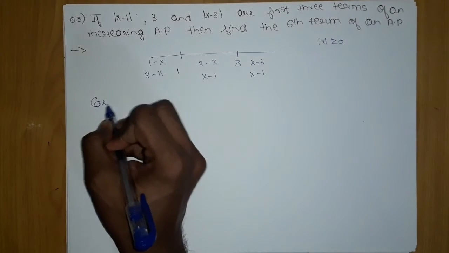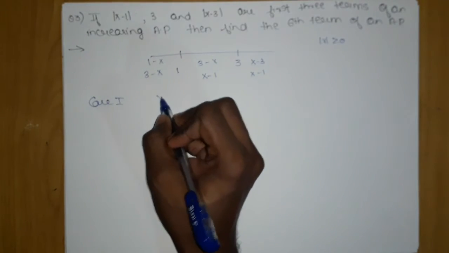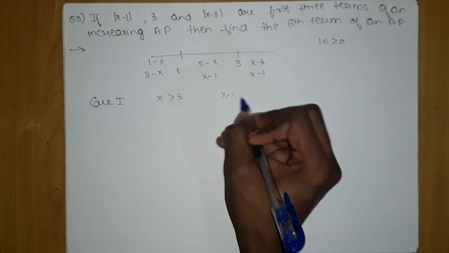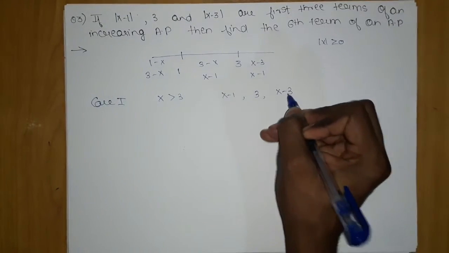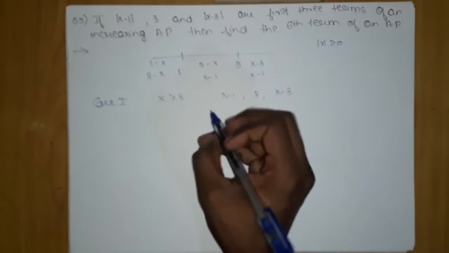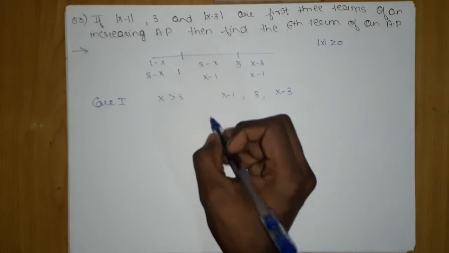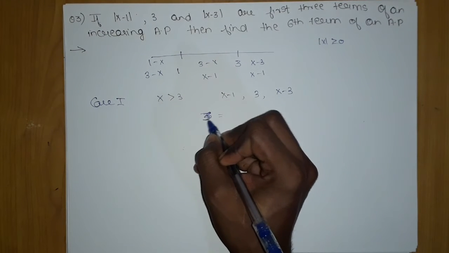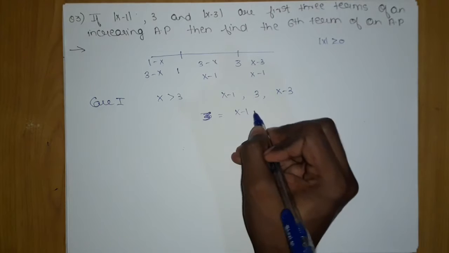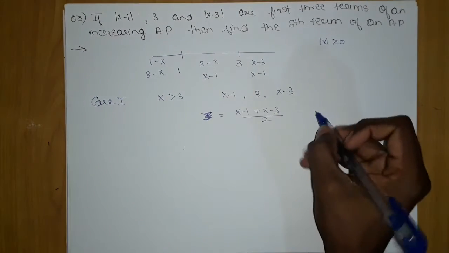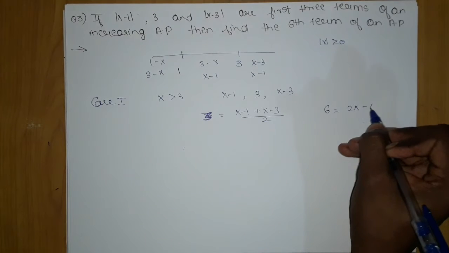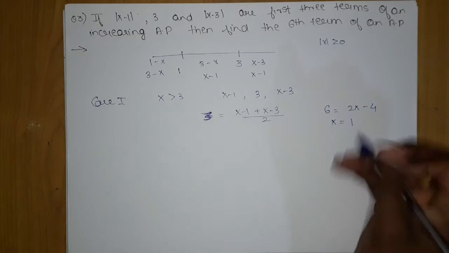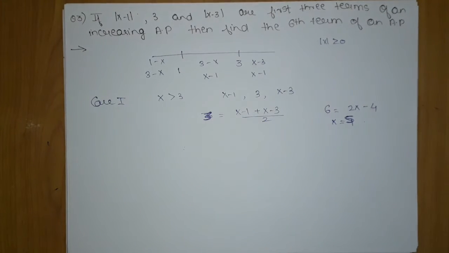Now take case 1. What is case 1? Case 1 is nothing but x greater than 3. Then what terms do we have? x minus 1, 3, x minus 3. These are the terms we will have. Now if they are in AP, then 3 should be equal to (x minus 1 plus x minus 3) by 2. After this, 6 should be equal to 2x minus 4. What are we getting? x is equal to 5. Sorry, we are getting x is equal to 5.